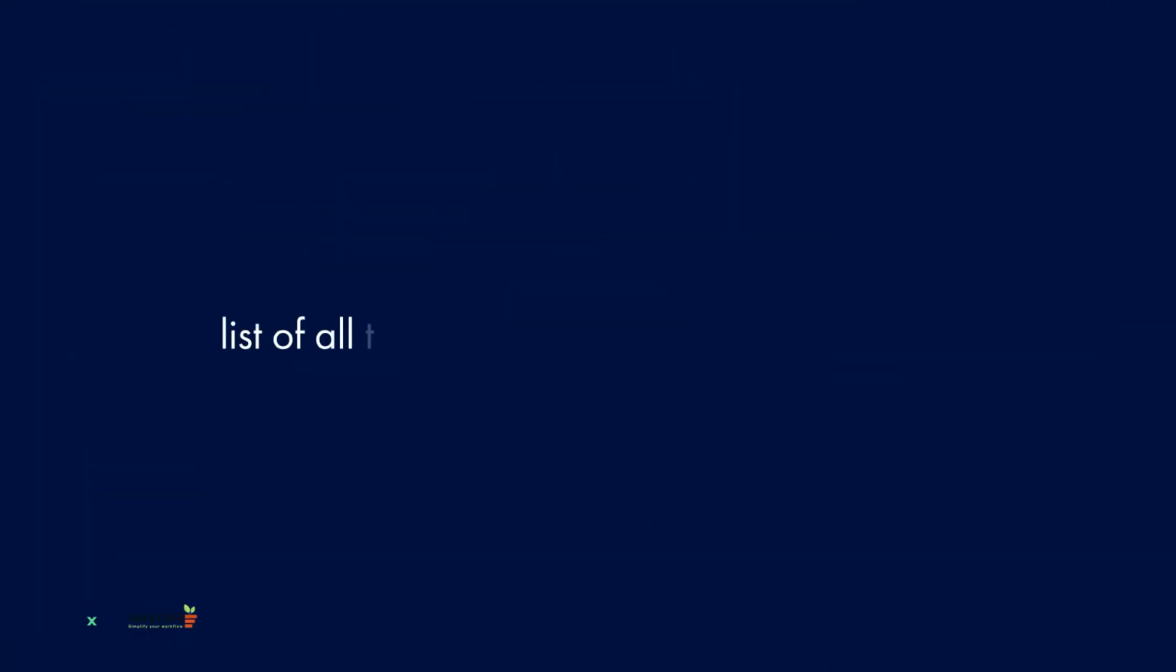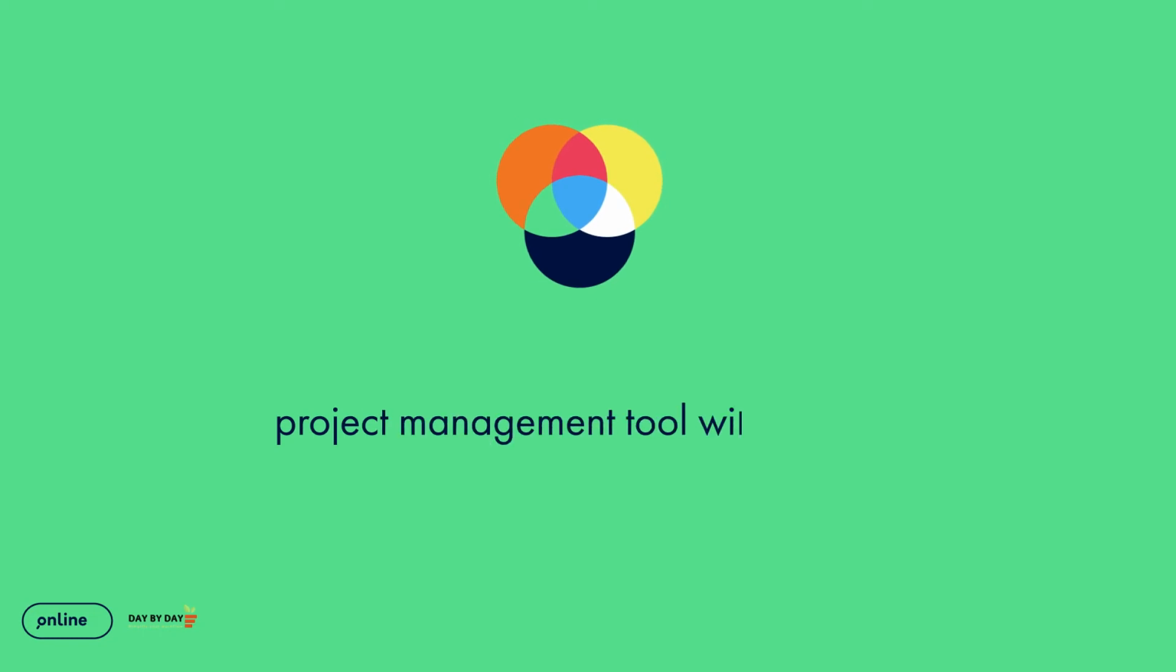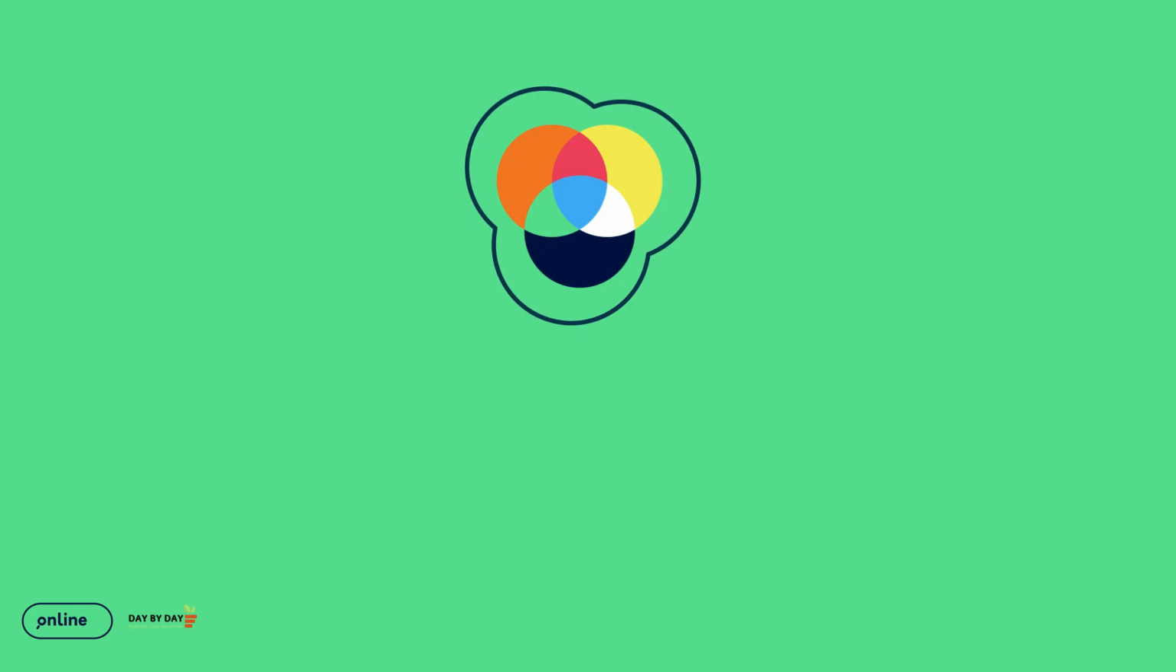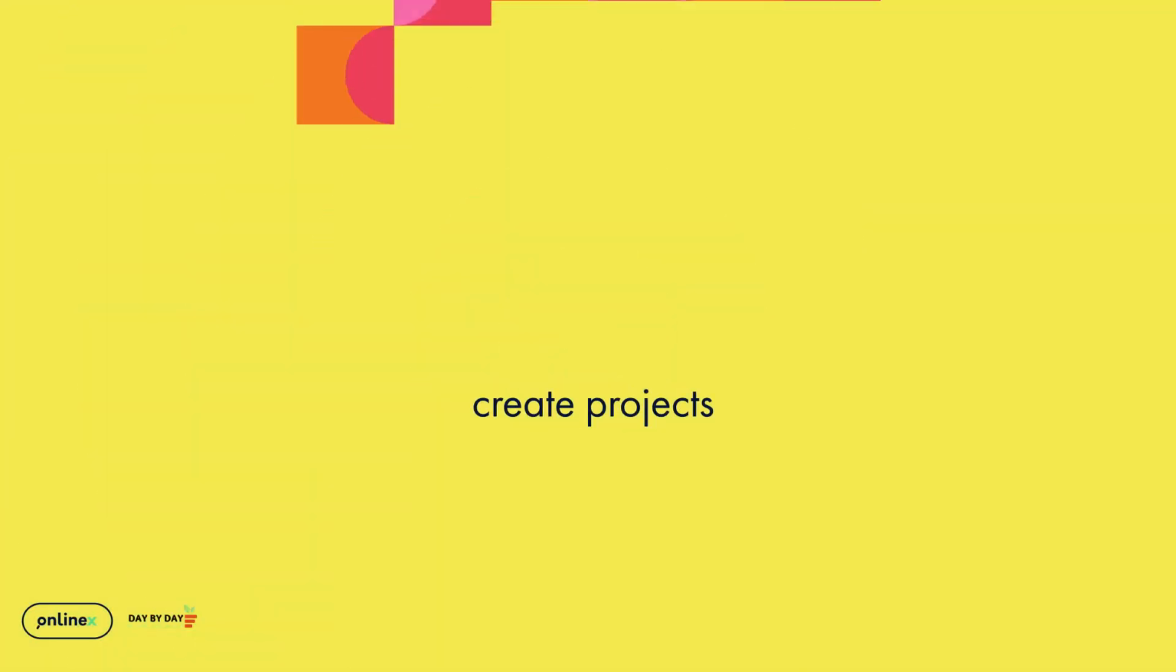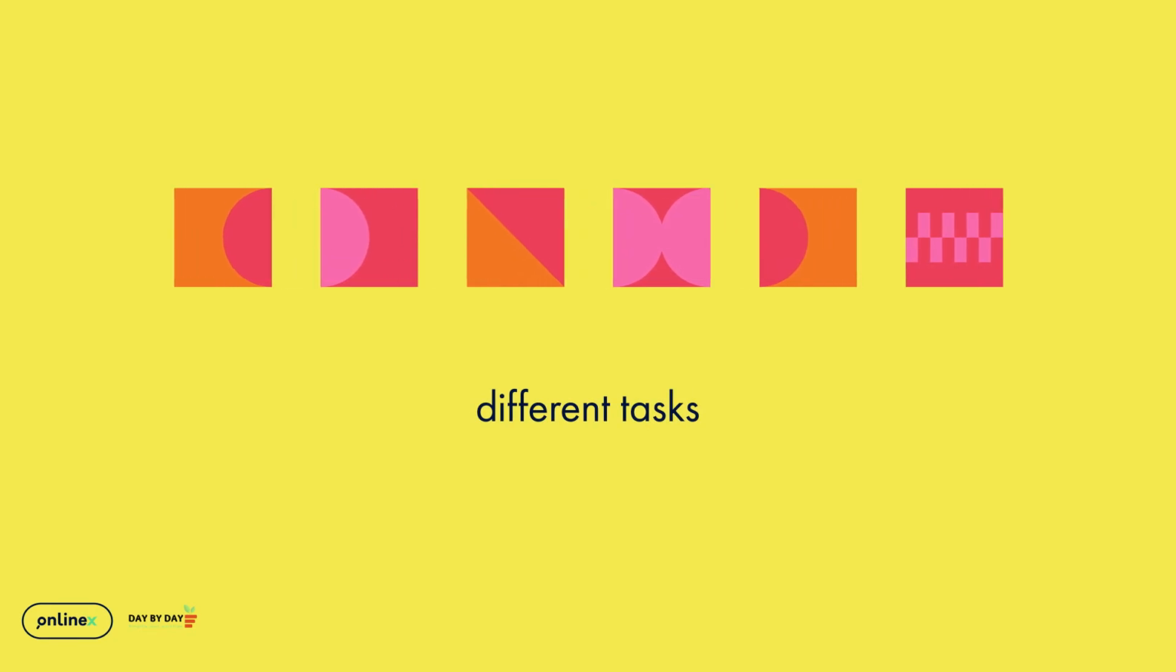But a list of all the tasks will only take you halfway, and we're here to make things as smooth as possible. So how do we improve the system? Well, that's where a project management tool will be useful. In general, the way a project management tool works is that you create projects. Within each project, you have different tasks. Tasks can be segmented into groups or sections based on different criteria.